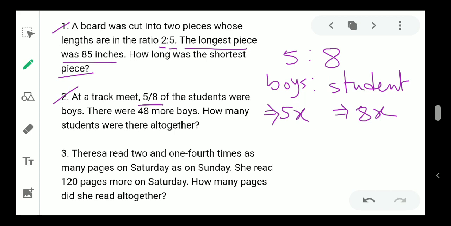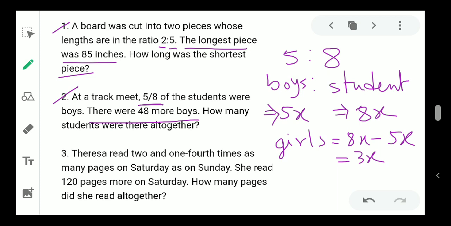This math can be done in two ways, and I am showing you the ratio way because this is the ratio chapter. So boys are 5x and students are 8x. The girls will then be 8x minus 5x, because 8x is the total number of students, so that is 3x girls. Now there were 48 more boys. How many students were there altogether?